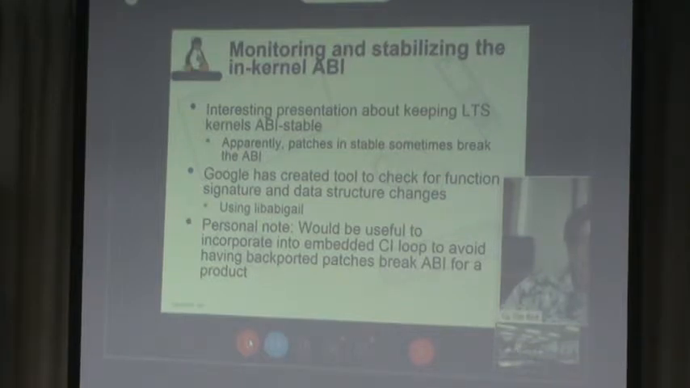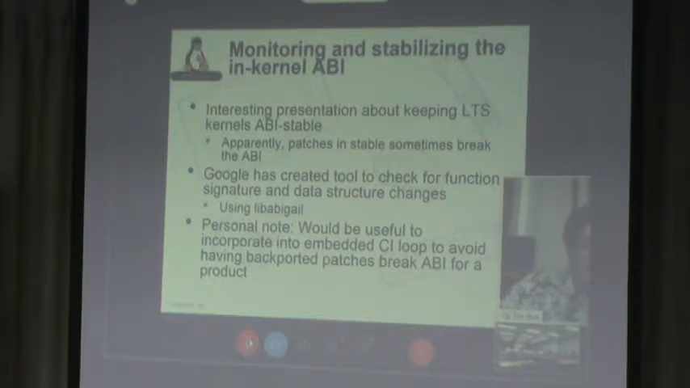Now, the Linux community has always said that they reserve the right from release to release to change the ABI. But the argument here, and actually Greg Kroah-Hartman was in the room, and he agreed with this, is that within a single release, the ABI really should be stable. So they created a tool that checks for function signatures and data structure changes to make sure that new patches don't break those types of things. They're using a library called libabigail.